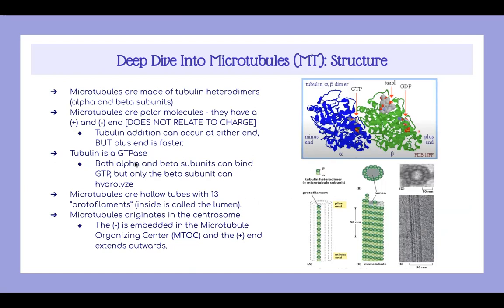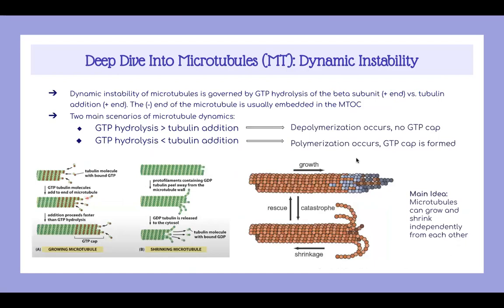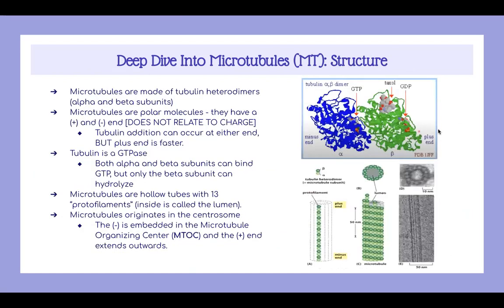Microtubules are polar molecules. That means they have a positive and a minus end. In the picture, you have the positive end, or the plus end as it's written over here, and then the minus end down here. And it's different in the sense that it's not polar charged or anything, so don't think about amino acids in this case. It literally just means that one side has more tubulin addition, a lot more activity happening, and that's the plus end, whereas at the minus end, not as much activity is happening.